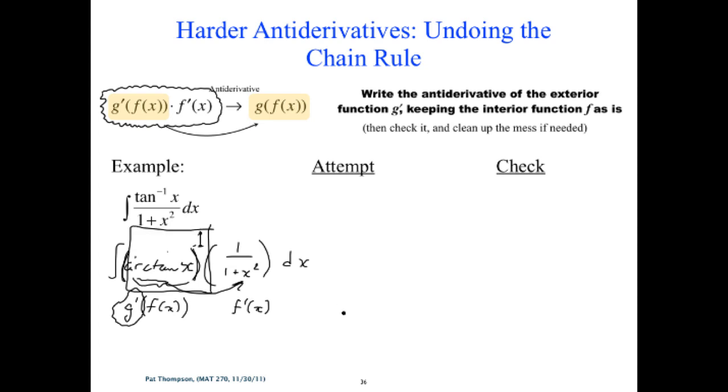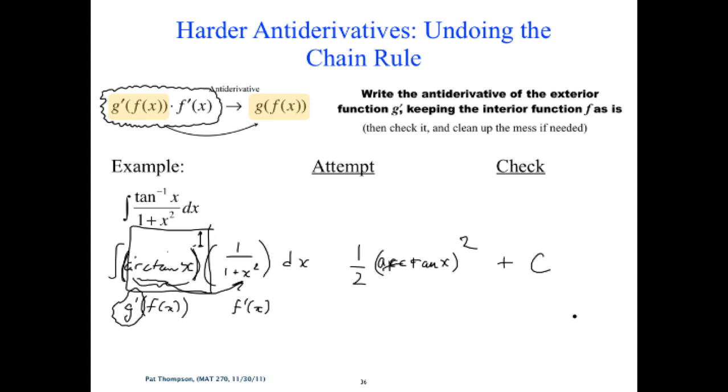No, it's to the first. Interior function stays the same. It's just the antiderivative of something to the first. Power rule. What's the power rule if it's something to the first? To the second. It's so easy, it's hard, right? Arctan x to the second. Power rule. And then we need a 1/2.